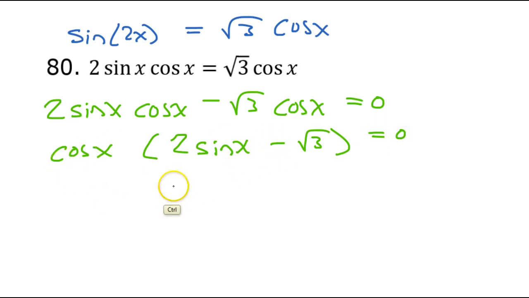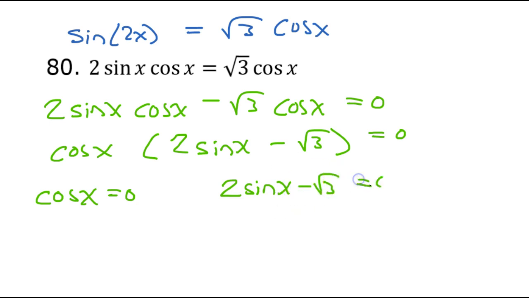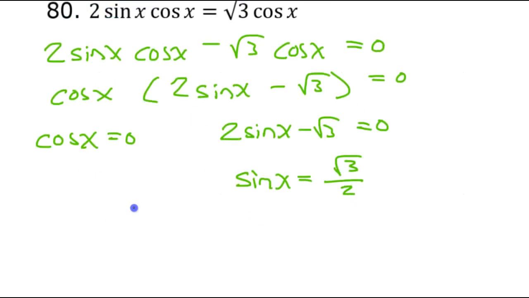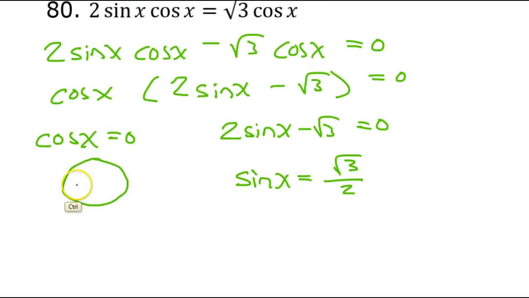So now, using the zero product property, I will set each of these factors equal to 0. So I will set cosine x equal to 0 and 2 sine x minus radical 3 equal to 0. So this is going to give me sine x is equal to radical 3 over 2. I added radical 3 and divided by 2. So where is cosine 0? Cosine is an x value. So x values will be 0 here and here. That's why x is pi over 2 and 3 pi over 2.